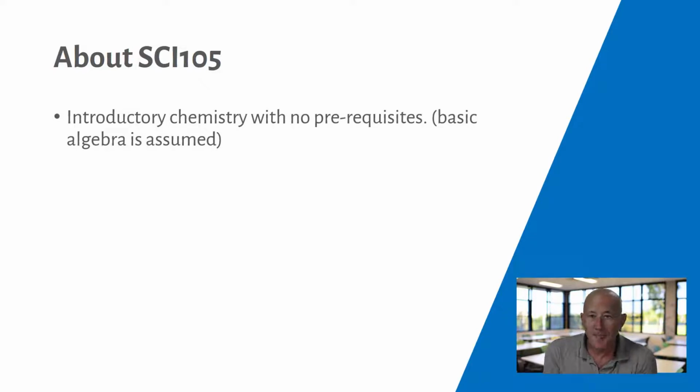Okay, now I'm just going to talk a little bit about SCI 105 and the course so you know where we're headed. I know for many students SCI 105 chemistry is compulsory, and you're probably wondering why. Well, it's basically because most courses need some understanding of chemistry for you to be able to understand what's happening in those other courses. In other words, SCI 105 is an enabling course. It's helping you study for other courses.